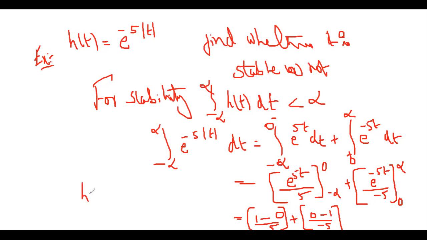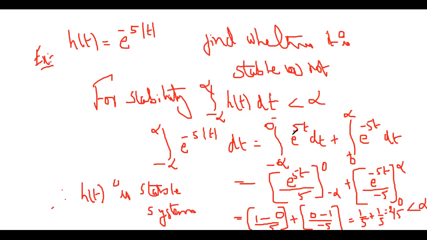So the integral, the stability function, is 1 by 5 plus 1 by 5. So 2 by 5. The total is 2 by 5. It is less than infinity. 2 by 5 means it is a finite value. Therefore, the given h of t is a stable system. H of t is a stable system.